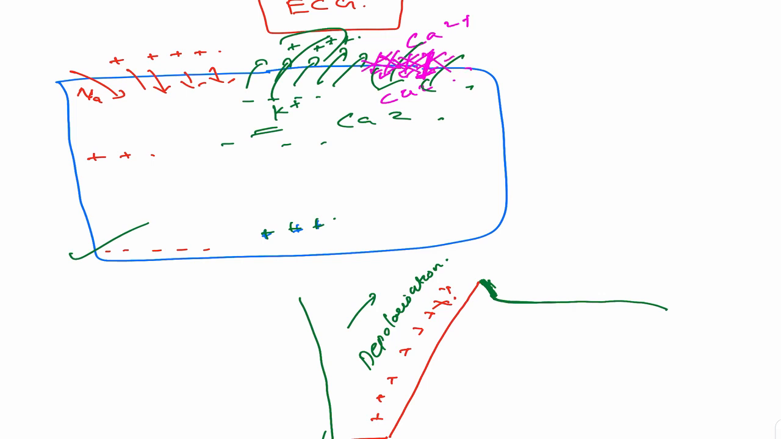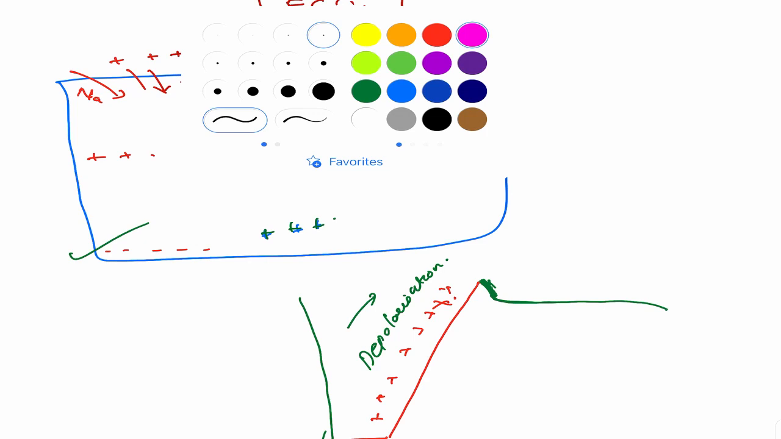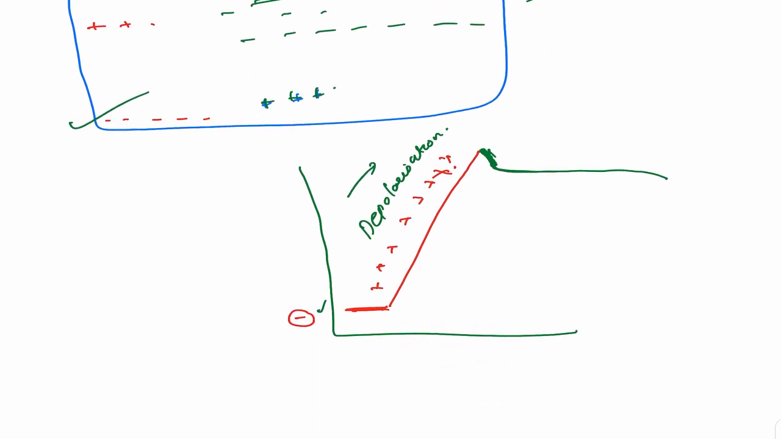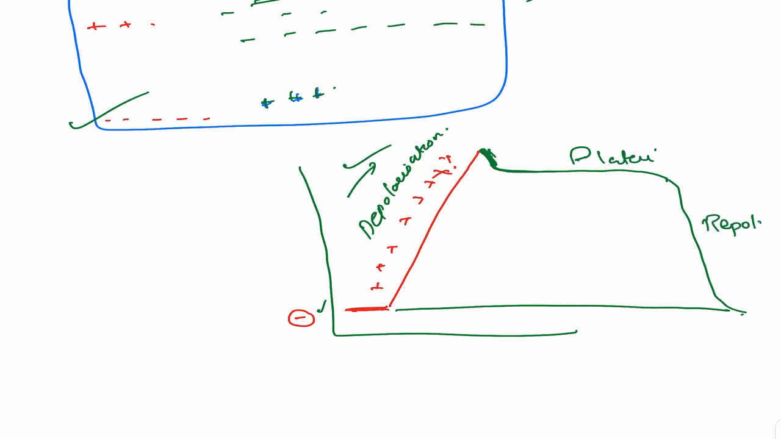Now all of a sudden the calcium channel gets closed. The potassium channels are still open, so potassium will still leak out. Outside becomes more positive, and inside becomes more negative like before. It falls to its normal level. So the first phase is depolarization, this is the plateau phase, and this is the repolarization.